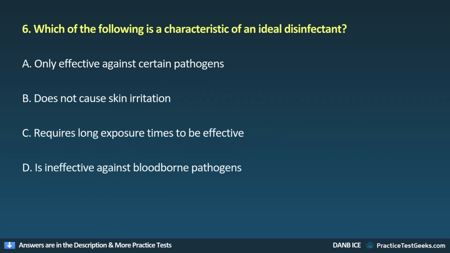6. Which of the following is a characteristic of an ideal disinfectant? A. Only effective against certain pathogens. B. Does not cause skin irritation. C. Requires long exposure times to be effective. D. Is ineffective against blood-borne pathogens.